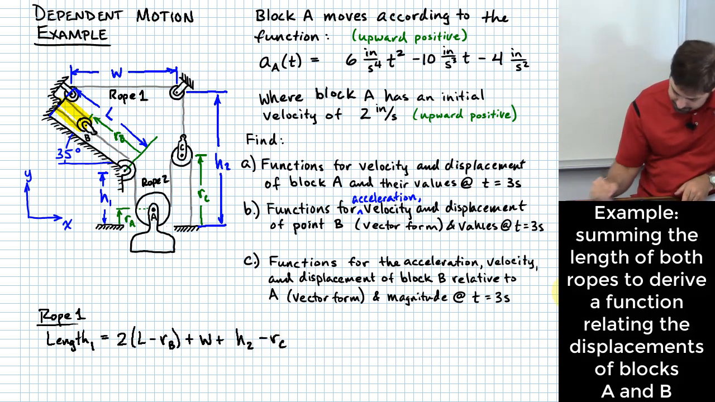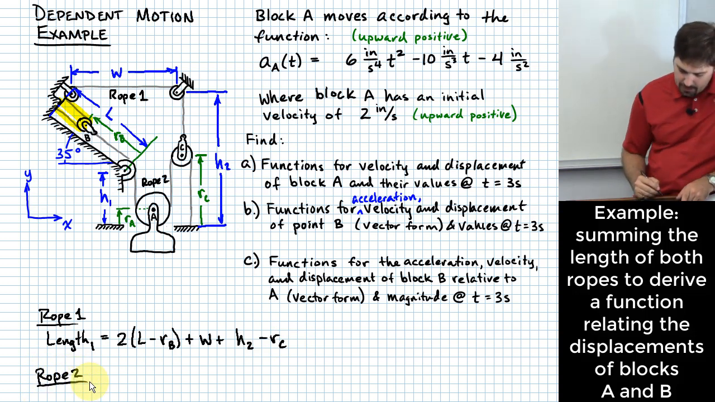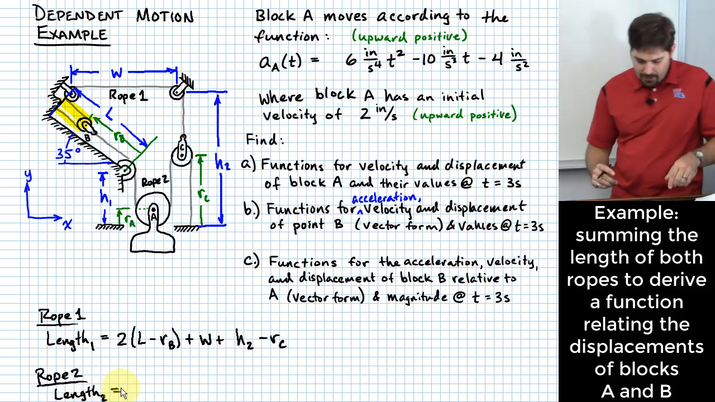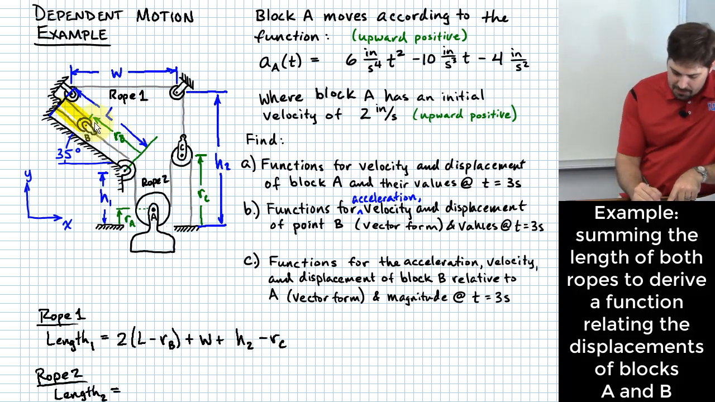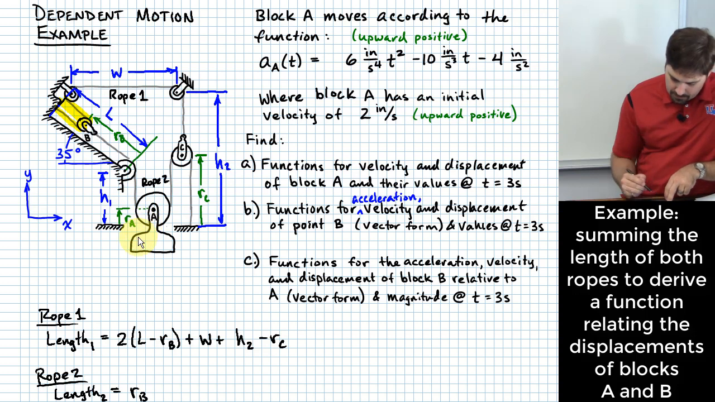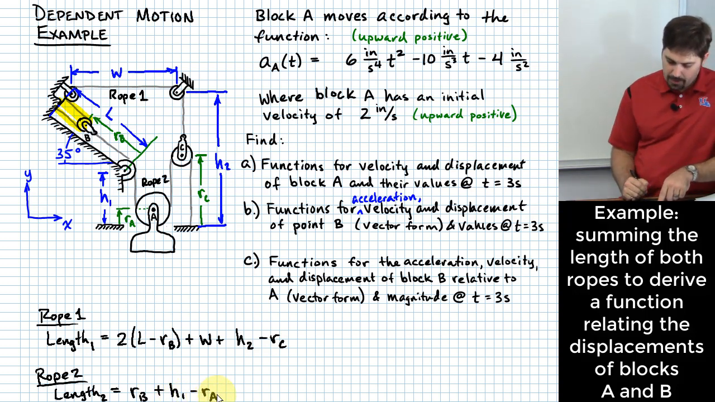Rope 2. Okay, the length of rope 2, kind of add up this stuff. First of all, we have R sub B. All right. Then we have, what's our length here? Looks like it'll be H1 minus R sub A. All right, so plus H1 minus R sub A. Then what?